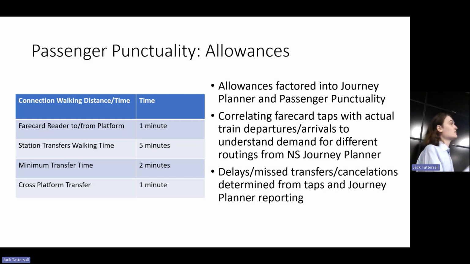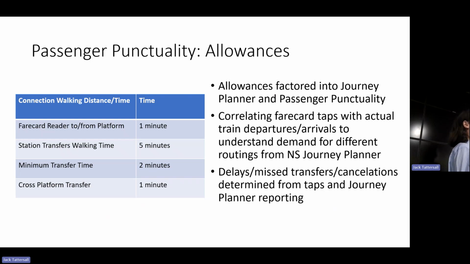And then this allows them to correlate fare card taps, because you check in and check out on a reader, kind of like Presto with the OV-chipkaart, to actual train departures and arrivals. And then they can use that to help understand how passengers rerouted themselves around delays or closures and incidents that can happen on a rail network, and how mistransfers affected a passenger's journey, and how a passenger's actual travel time differs from the journey predicted by the NS Journey Planner.